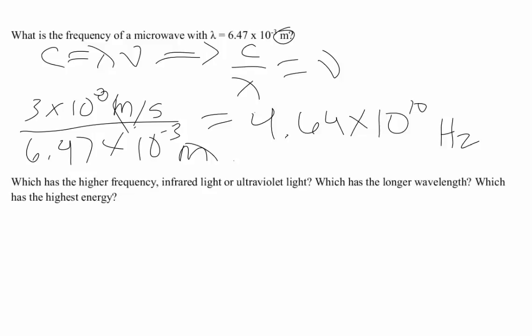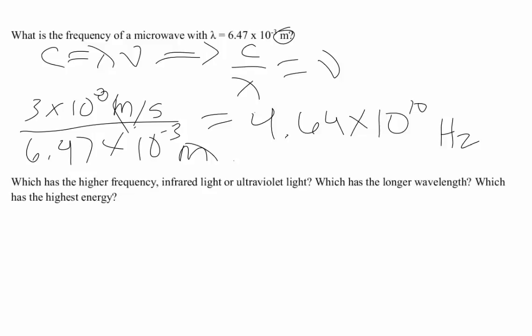The next question asks, which has the higher frequency, infrared light or ultraviolet light? Which has the longer wavelength? Which has the highest energy? So one thing we haven't said anything about is energy. How is energy related to frequency and wavelength?